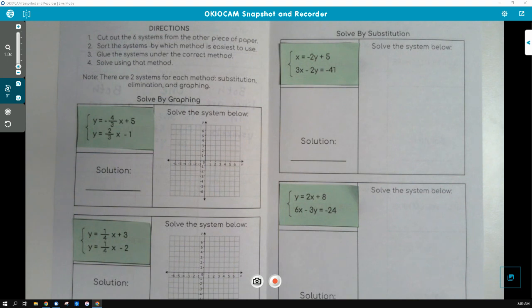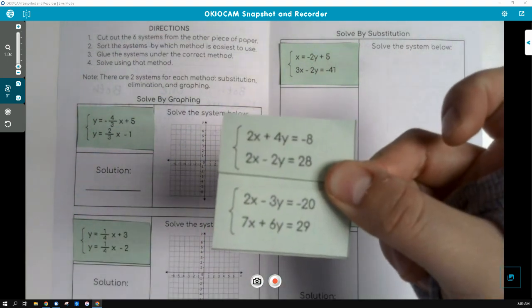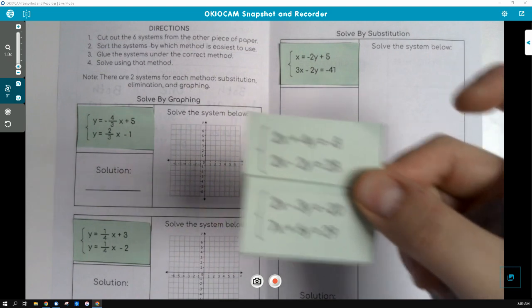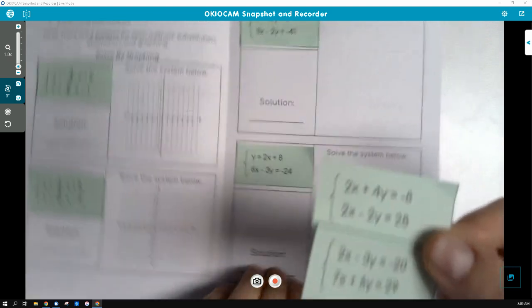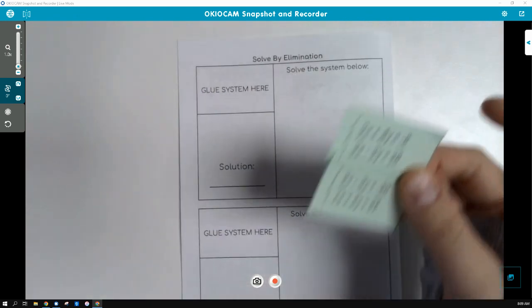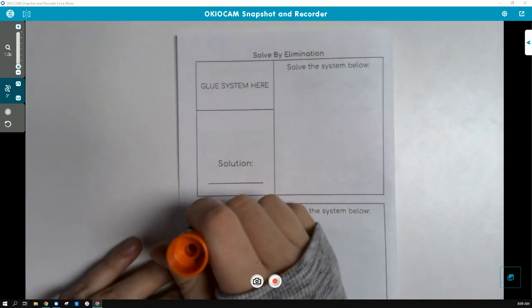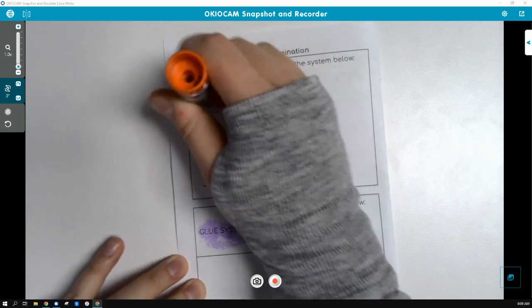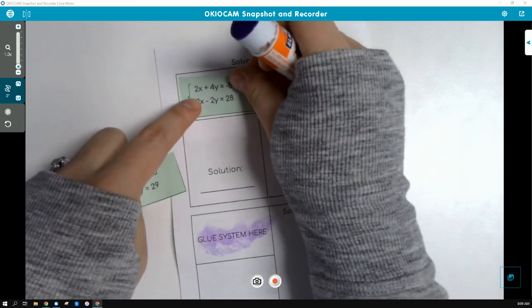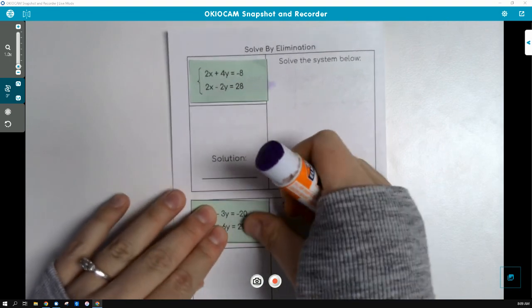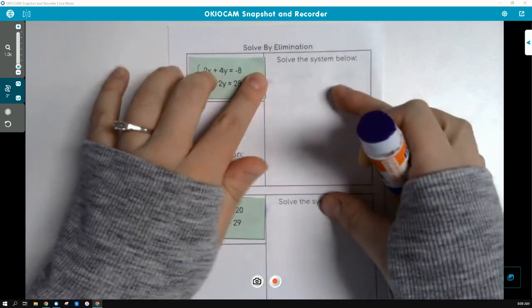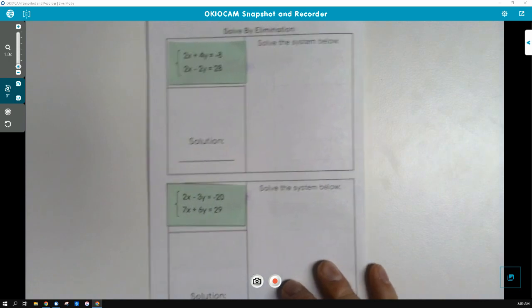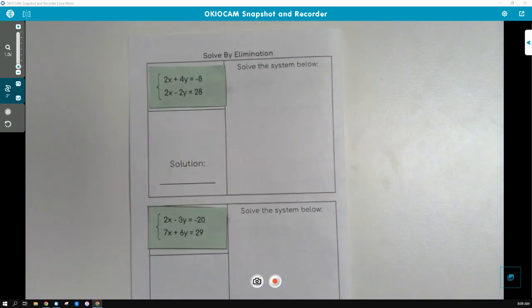And then the last two are the ones where x and y are both on the left side of the equal sign. These two can go on the back for the elimination ones. And it doesn't matter which order they go in. We'll be able to figure it out when we check them. So I'm going to give you guys a couple seconds to get those glued in. You have 2 for graphing, 2 for substitution, 2 for elimination. If you missed which ones go where or you have questions, let me know.